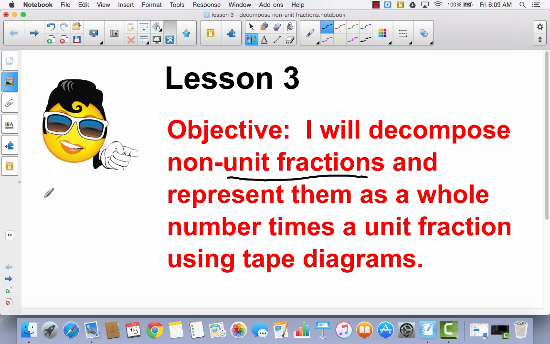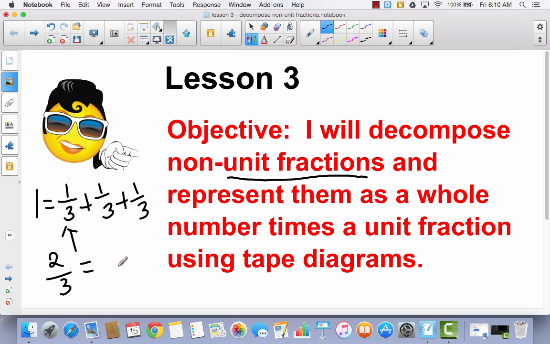So if I had a whole and it was divided into thirds, I would create a sum of unit fractions. These are unit fractions. They have a numerator of 1 and then they have a denominator of how many parts they are. So today we're going to break down non-unit fractions. If this is a unit fraction, then this would be a non-unit fraction. So we're going to decompose this as a whole number times a unit fraction using tape diagrams.